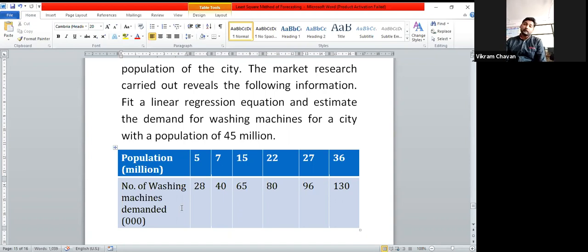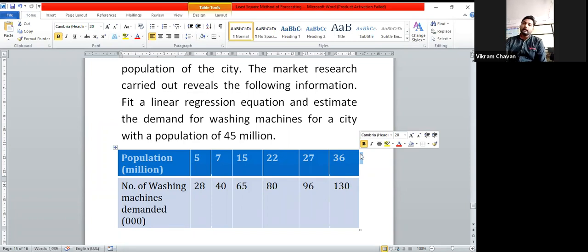In that line equation, y represents the demand, or the sale quantity. So the number of washing machines demanded should be considered as the y variable in our table. And the population, 5, 7, 15, 22, 27, 36, should be considered as the deviation.